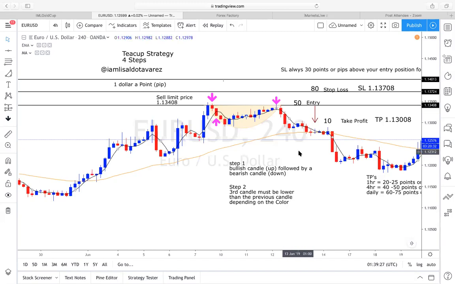Now, since we got new people here, I'm gonna break this down so easy for you guys. You guys are gonna be like, wow, this is crazy.